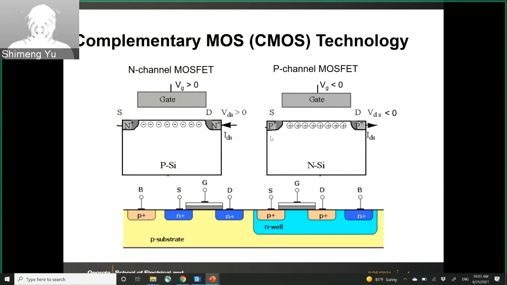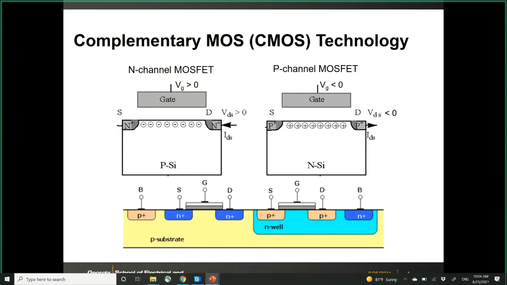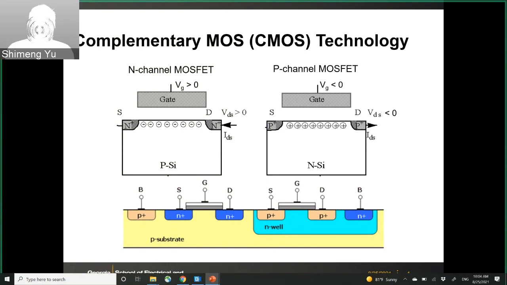NMOS and PMOS can be fabricated on the same substrate. Normally you will start with a P-type substrate, and this is the NMOS region. For the PMOS, you need to first design an N-well to dope this region to be N-type, and then use this as a PMOS substrate. I believe those are the basics, so I will not spend too much time here.